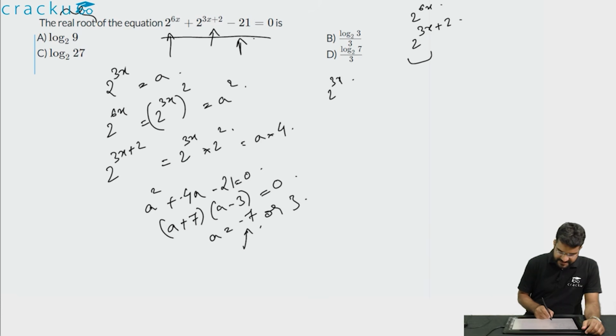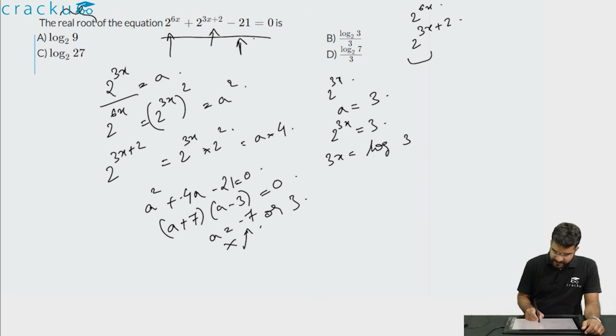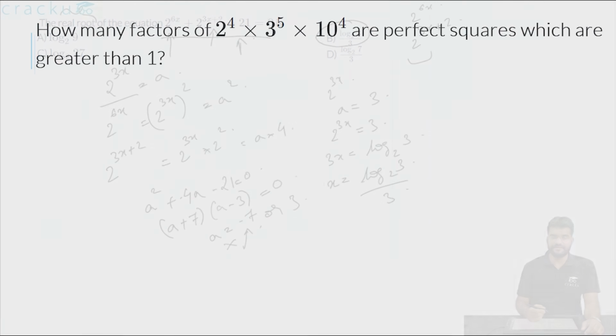Clearly, as a is 2 to the power 3x, it has to be greater than 0, so a cannot equal minus 7. Therefore, the value of a will be equal to 3. Now we will substitute what a actually represents, that is 2 to the power 3x is equal to 3. We will take the logarithm on both sides. So 3x is equal to log of 3 to the base 2, or x is equal to log of 3 to the base 2 divided by 3. If you look at the options, it is option B.